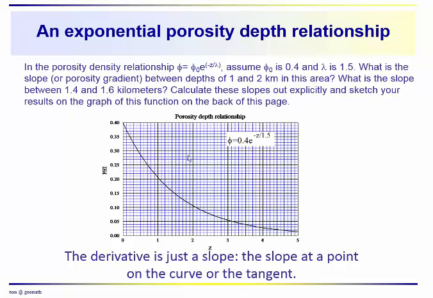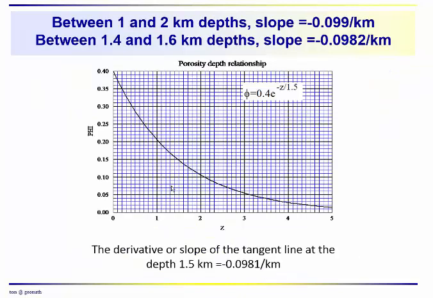But for starters, let's take a look at the gradient, the porosity gradient between 1 and 2 kilometers. And then we'll consider, well, okay, we're kind of interested in what the gradient is at 1.5 kilometers. What would happen if we move these 2 points closer together?